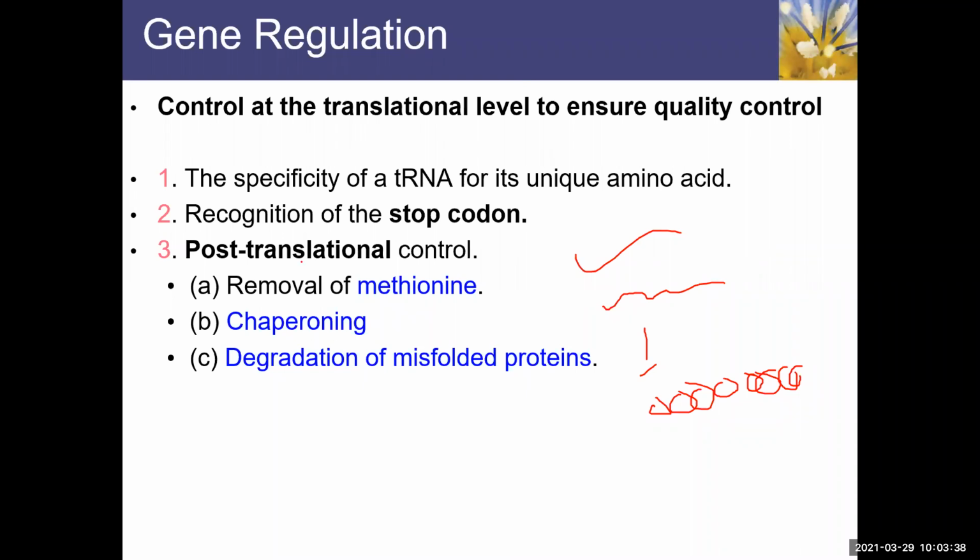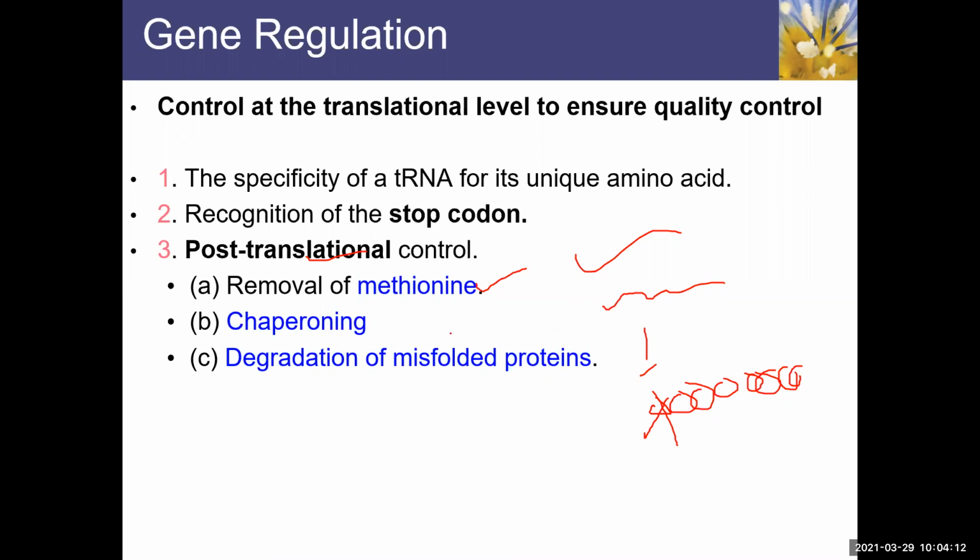In post-translational control, we have removal of the methionine. As I told you, after studying translation, you know now that the first amino acid in the protein is always methionine, right? But sometimes in post-translational modifications, this methionine can be removed also. It depends upon what kind of protein it is and what functionality that protein has.